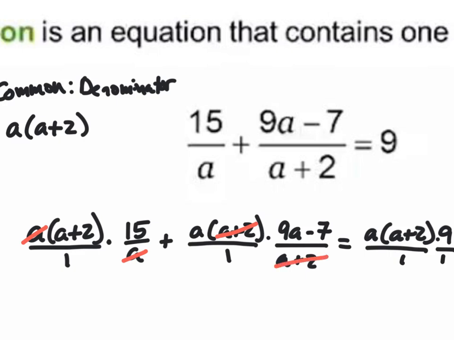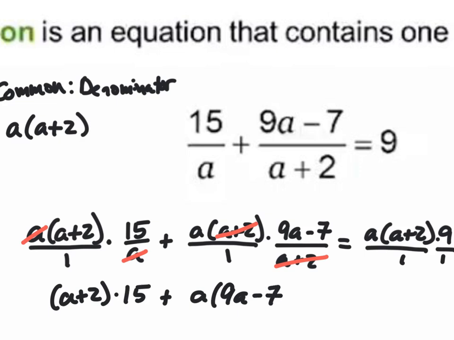So my next step of this equation is going to be the quantity A plus 2 times 15 plus A times 9A minus 7, and that's going to be equal to A times A plus 2 and then times 9, okay? So we have some distributing that we need to do, and that's okay, but let's go ahead and go through that.